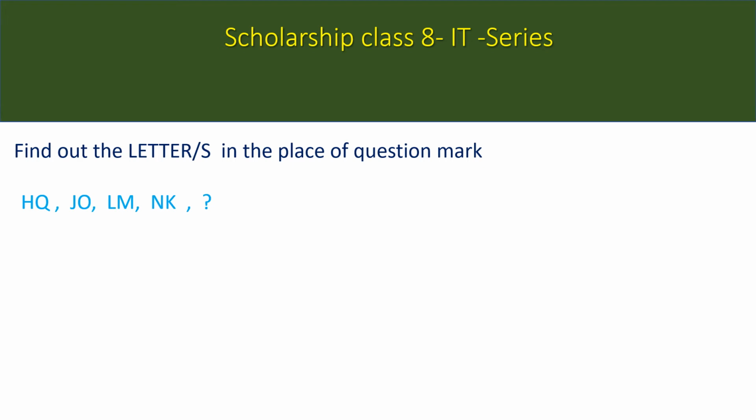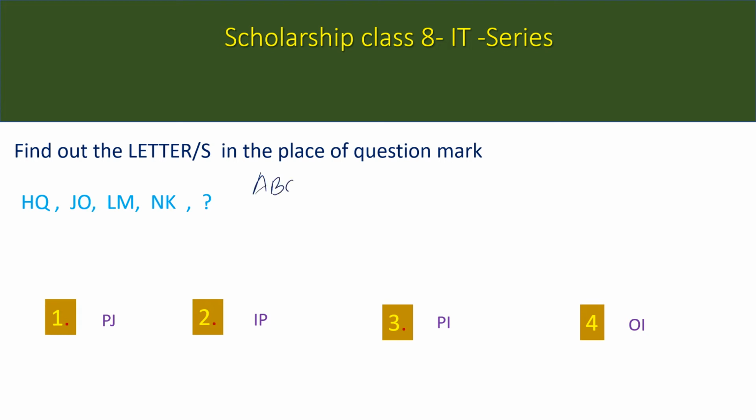So you will be in your rough work area, writing the alphabet series. A, B, C, D, E, right? F, G, H, I, J, K, L, M, N, O, P, Q, R, S, T, U, V, W, X, Y. Z is omitted in the alphabetical series, only for the scholarship exam. Now we have to find out how this thing is working.